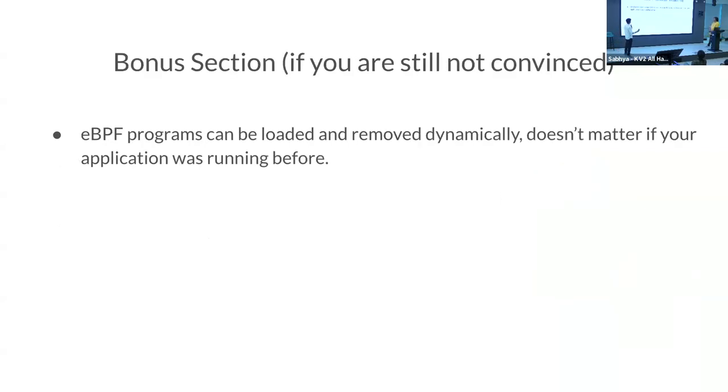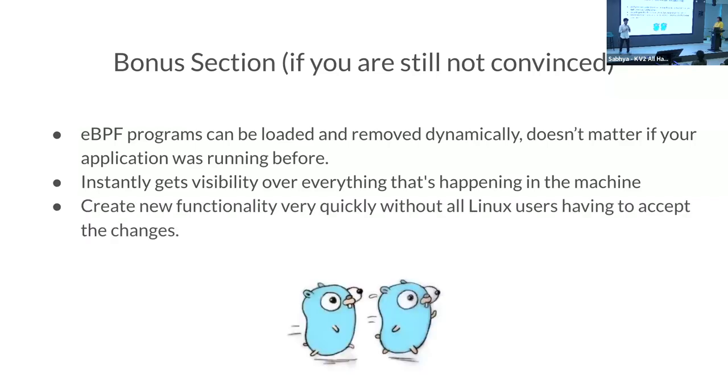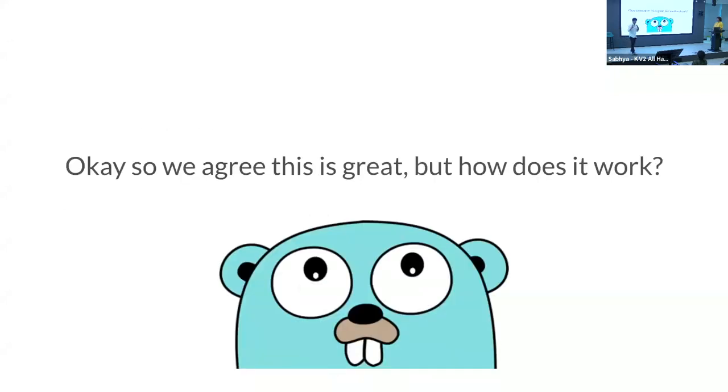If you're still not convinced that eBPF is a better solution for this problem that I mentioned, they can be loaded and removed dynamically. It doesn't matter if your application was already running. It instantly gets visibility over everything that's happening in the machine, and you can create new functionality very quickly without all the Linux users having to accept the changes. Okay, so we agree that this is great, but how does it work?